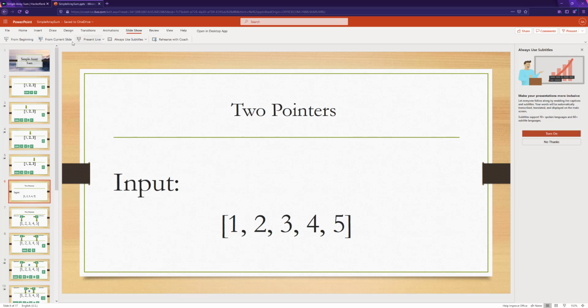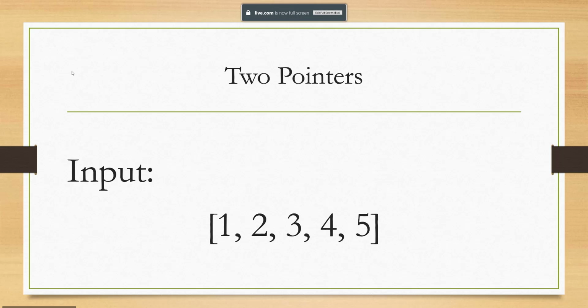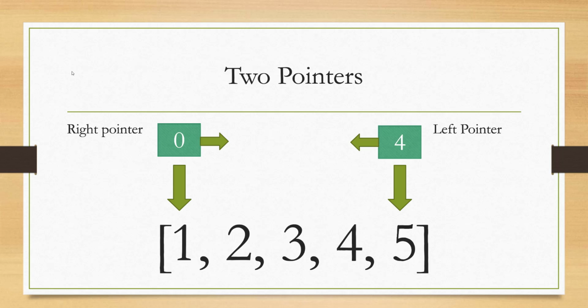And I'm going to go ahead and start this at the current slide. Alright, so the two-pointer technique, this is how it's going to work. What we're going to do is we're going to create two pointers. We're going to have a right pointer and a left pointer. These are going to point to the first and the last values within our array. And then what we want to do is we want to make sure that these pointers converge to the center, while we access each element.